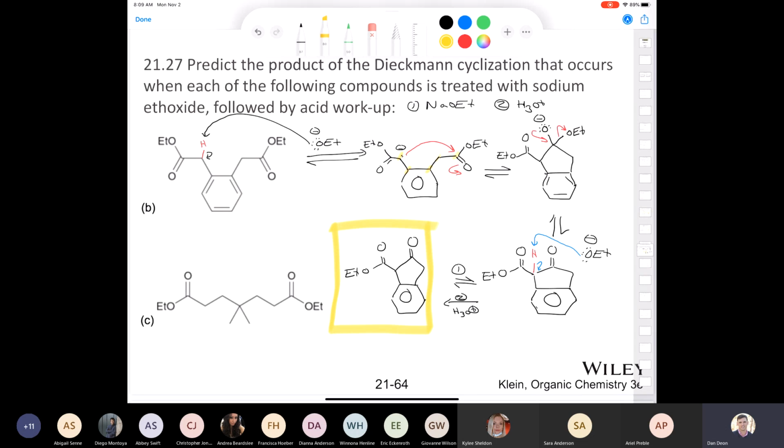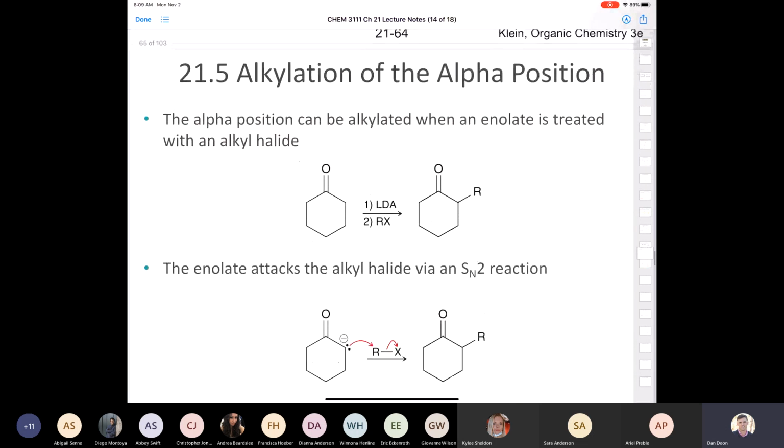Okay. Well, in the interest of time, why don't we keep moving forward? And if there's time at the end of the lecture, we'll come back and take a look at 21.27c, which is very much in the same vein as question B. But let's move on to a new section. It's a new day, so let's start with a new section.